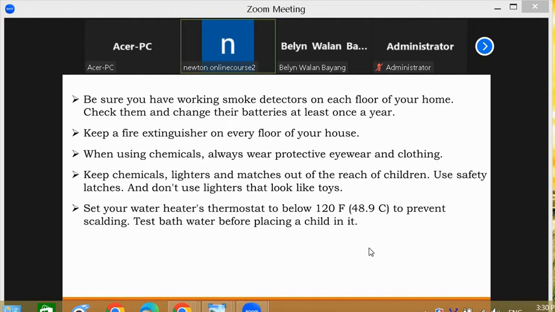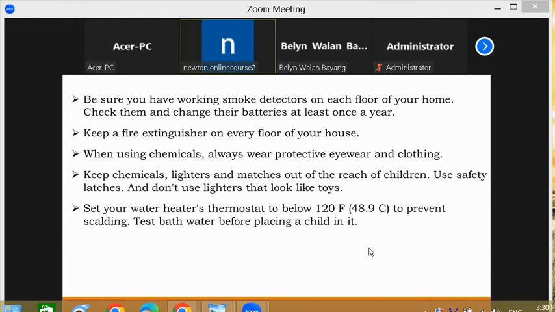If you have any smoke detectors in your home, you have to ensure whether they are working or not. The next one, you have to check whether the battery is good or not, and you have to change it every 1 year. Also, have a fire extinguisher on every floor of your house.